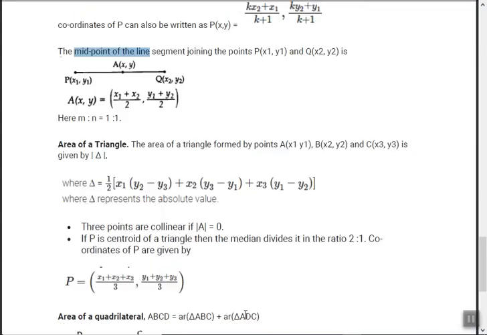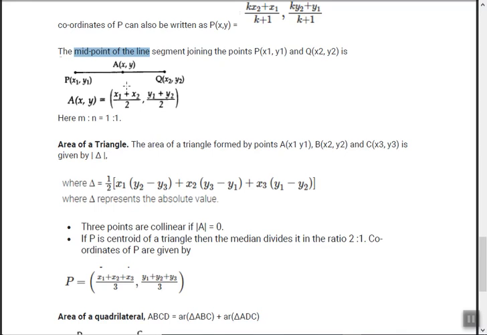Okay. Now from this section formula, we can derive something called the midpoint formula. What is a midpoint? A midpoint divides the line into two equal halves. So in that case, if you say m is to n, both will be equal, m and n are 1 is to 1, because the ratio is 1 is to 1 only. So m equals 1 and n equals 1, or m upon n equals 1 is to 1.